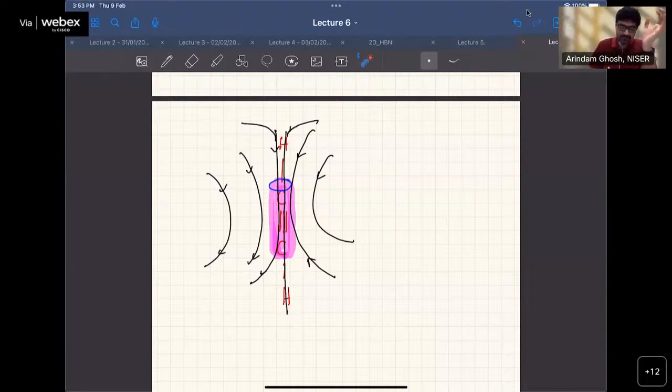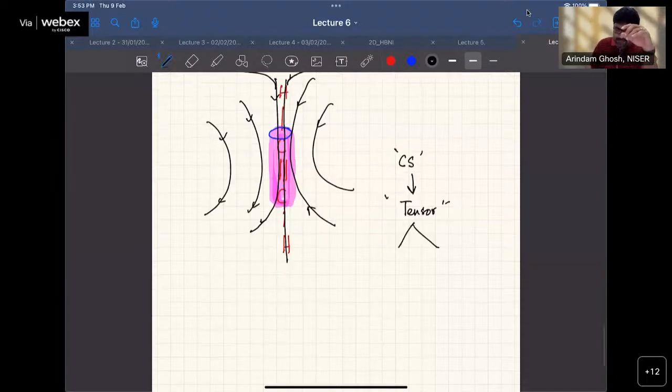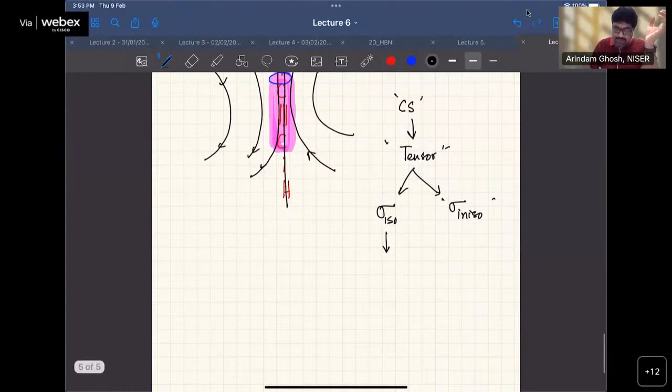Just one last comment: this chemical shift that I was talking about is actually a tensor. That means it has some dependence on the orientation of the molecule with respect to the magnetic field. That tensor can be split into two parts. One is called iso, the isotropic part, which does not change with the movement of the molecule. This is fixed. The other is called aniso, the anisotropic part, which changes. The isotropic part gives me the chemical shift I was talking about, the position of the peak.